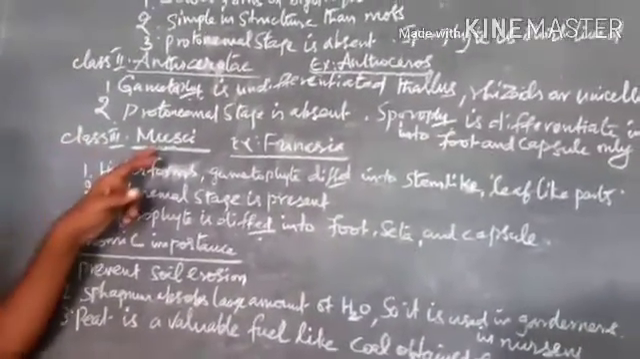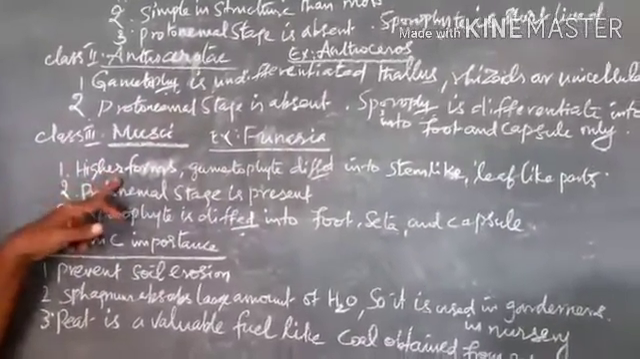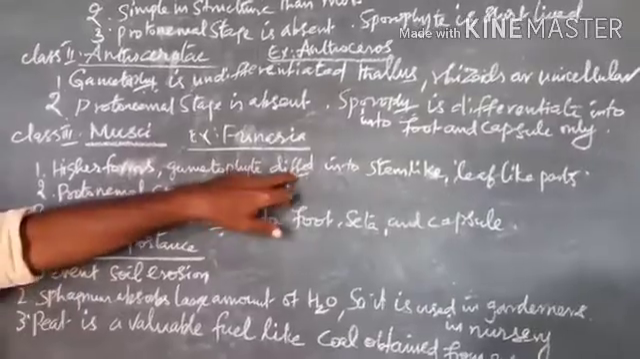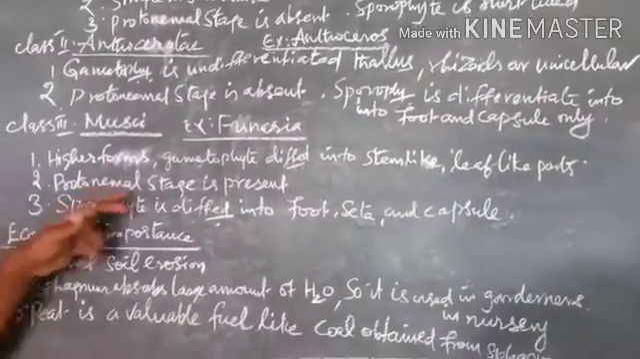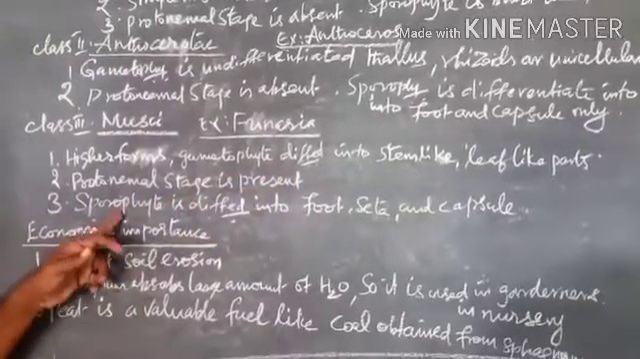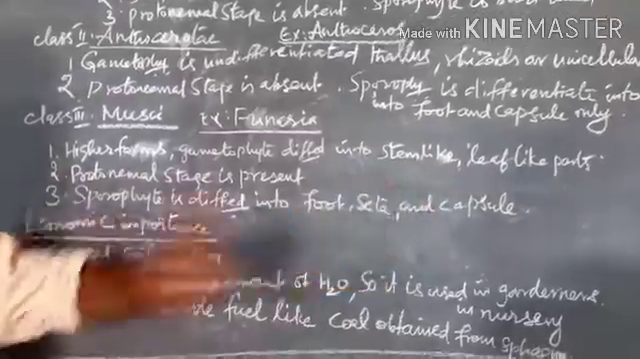Class 3, Musci, example Funaria. They are higher forms. The gametophyte is differentiated into stem-like and leaf-like parts. The protonema stage is present. The sporophyte is differentiated into foot, seta and capsule.